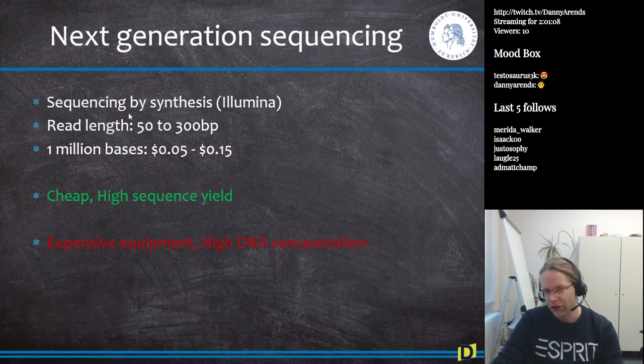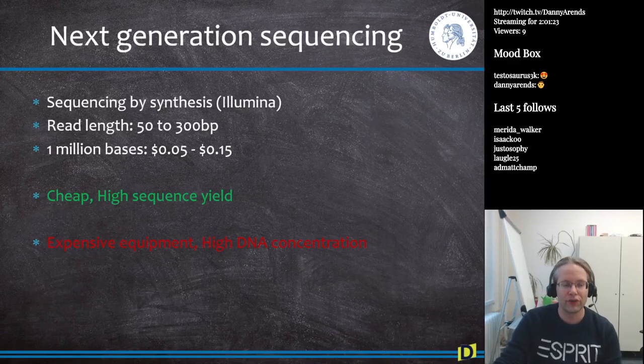So sequencing by synthesis, like I said, is the default. It's done by Illumina. Read length is around 50 to 300 base pairs, and it is the cheapest sequencing technology currently, because 1 million base pairs will cost you somewhere between 5 cents and 15 cents. If we take the smallest price and calculate how much a human genome would cost at 10x coverage, so reading each base pair 10 times, then a human genome will cost around $1,300 at 5 cents. At 15 cents, it will be three times as much, but generally costs are around 5 cents.